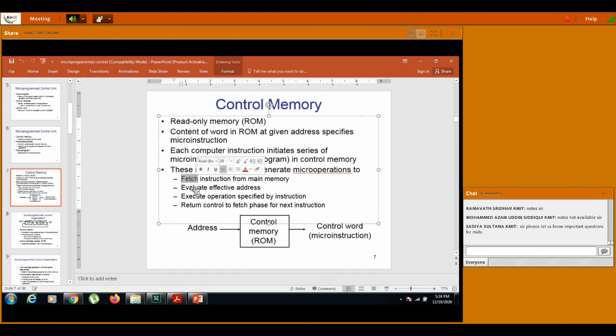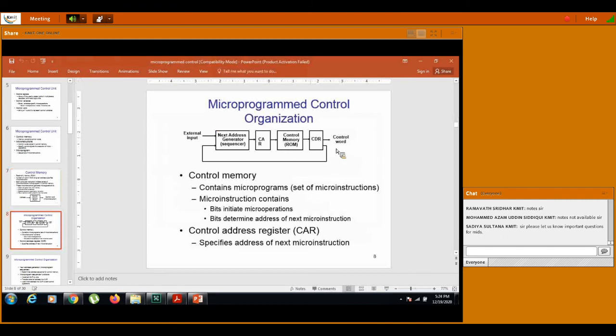First you have to fetch the instruction, evaluate the address, execute the operation, and return control to the fetch phase. To make it simple, you are giving an input, and it goes to the memory. First I have to take the particular instruction; that is fetching the data. To fetch it, you must know the address, so you evaluate the effective address. After going to the address, you get the data. Now you execute it, and after executing, you return to the control unit to fetch the next instruction. That is what is being done here.